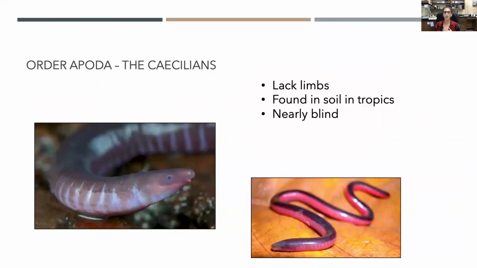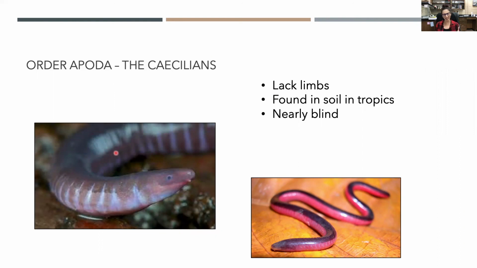Next, let's talk about the order Apoda. You can guess, if you understand what A means and what Poda means, that these are creatures without feet. And so we call them the Caecilians. They lack limbs. We can find these creepy things in soils in tropical areas, and they can actually be mistaken superficially for earthworms because they do sort of look like segmented earthworms, but they're not. They are vertebrates. They are amphibians.